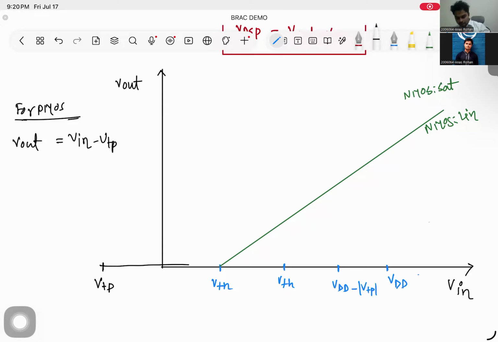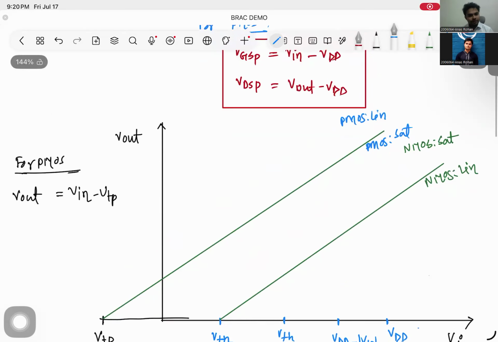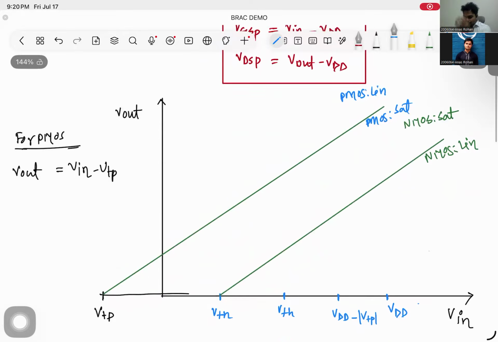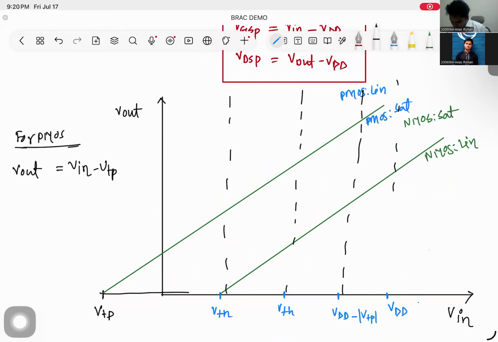So we can write another straight line that will be like this, then like this. Above this straight line, our PMOS will be in linear, and below this straight line, our PMOS will be in saturation. So we have successfully marked out the operating regions of our PMOS and NMOS. Now, from this we can have some regions carved out like this.